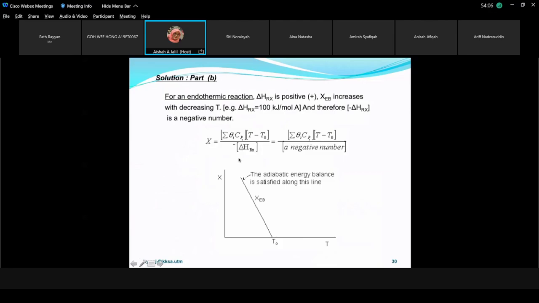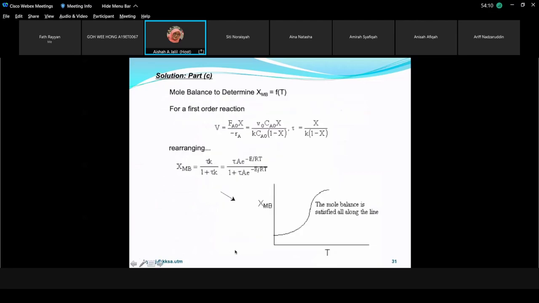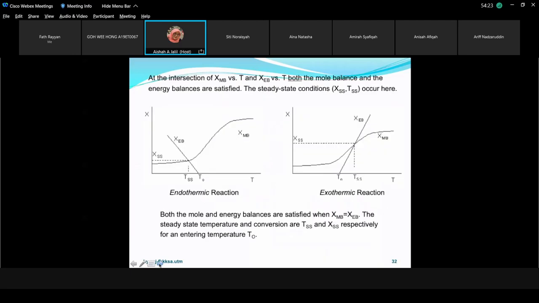Depend on this one, okay? Data HR ada. Then you can get the X and B. You can calculate by using the tau, you can get the X and B. And then the mobility is satisfied along this line, okay? So you can get like this. So you can answer, this is X, this is the T that they want.